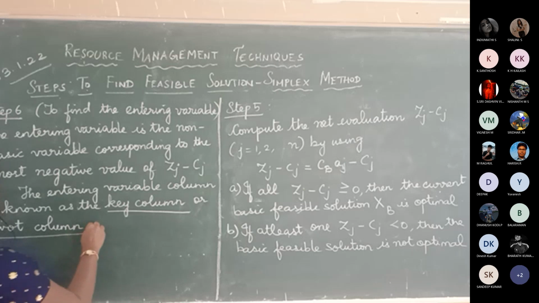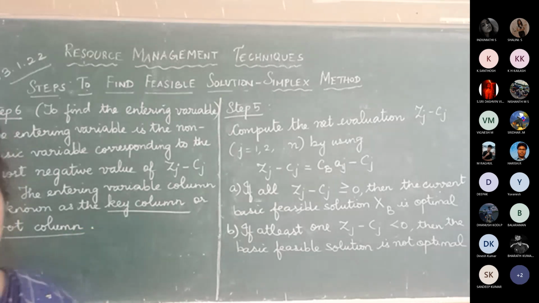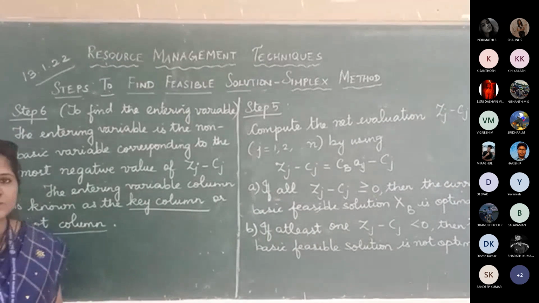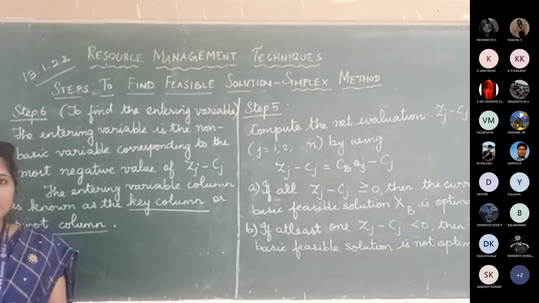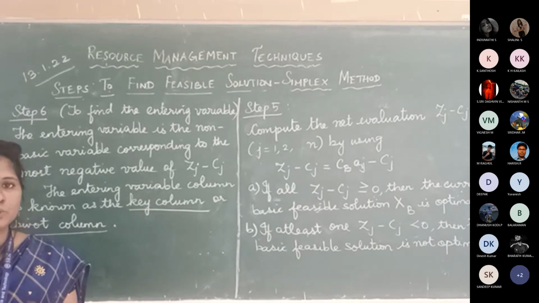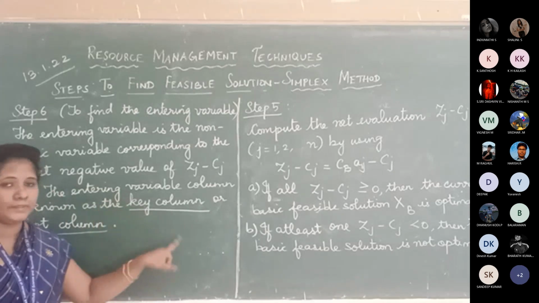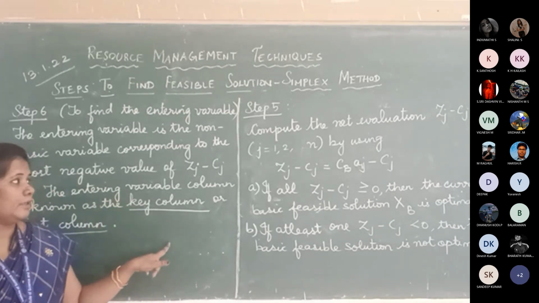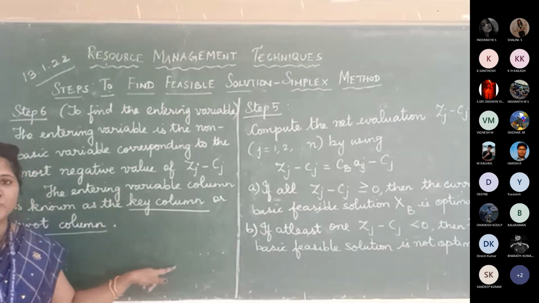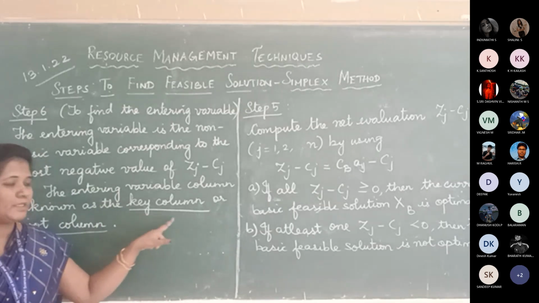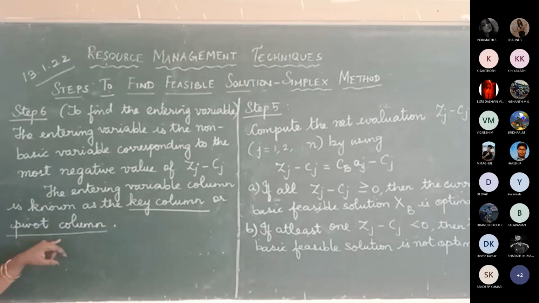So this is your step 6. In your step 6, what you have to do is you have to see a most negative value. In your Zj minus Cj, you have to find the most negative value, and that most negative value, you will circle it. After circling it, you will find out from which column it is. That column we call the key column or pivot column. So that will be your step 6. Write it down.